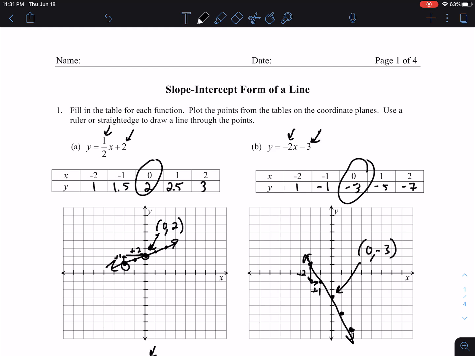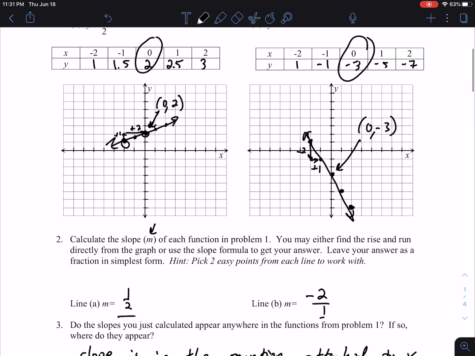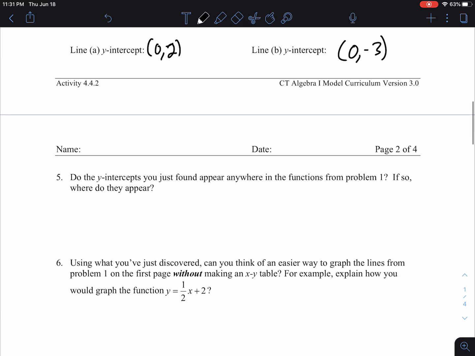You may have done some slope-intercept form before, but we just want to make sure we're clarifying how these all connect. How does the equation connect to the table, connecting to the graph? The last number in the equation is the y-intercept.